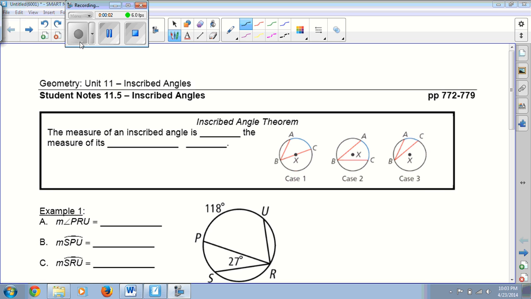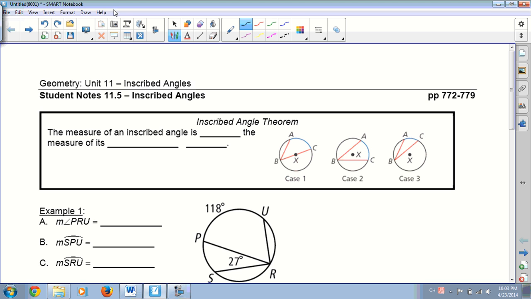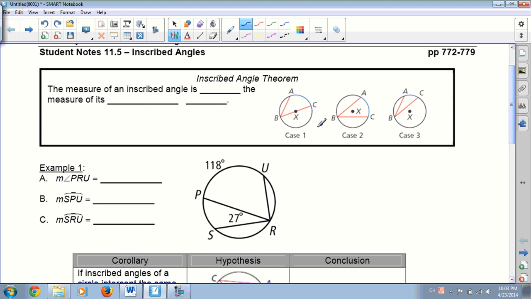Okay, this is Student Notes 11.5, Inscribed Angles. The first thing we're going to talk about is the Inscribed Angles Theorem, which just states that the measure of an inscribed angle is half the measure of its intercepted arc.